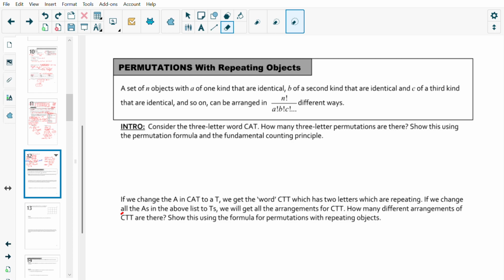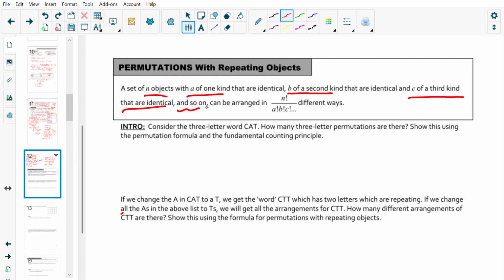Okay, folks, we are back talking about permutations with repeating objects. A set of n objects with A of one kind that are identical, B of a second kind that are identical, and C of a third kind that are identical, and so on, can be arranged in this many different ways: n factorial divided by A factorial, B factorial, C factorial. Okay? Let's do a quick intro to illustrate.